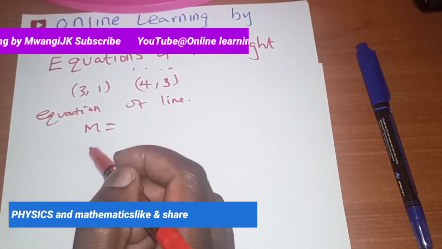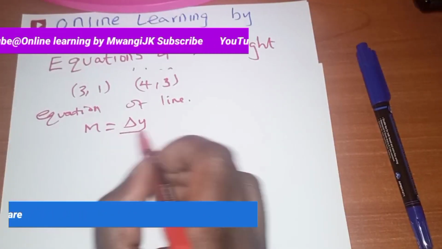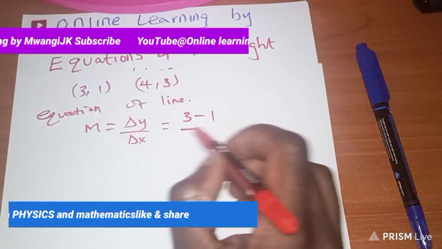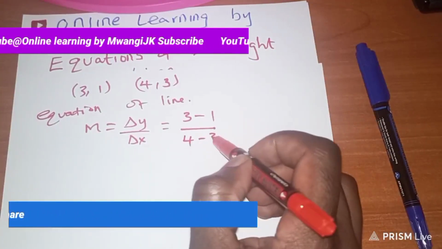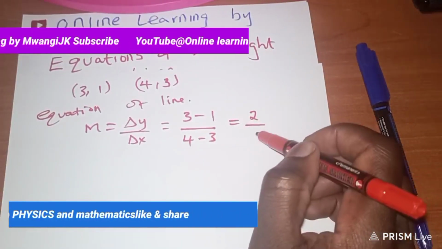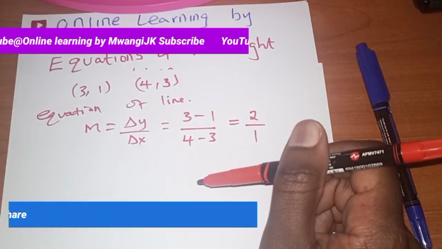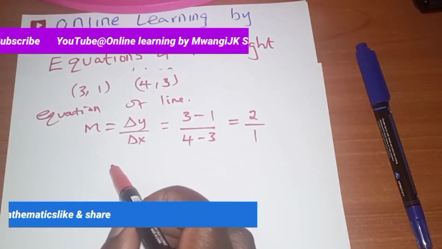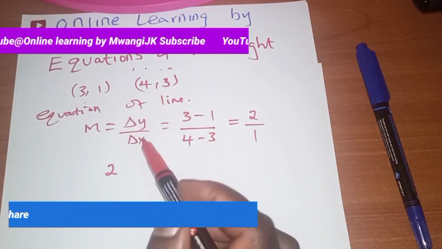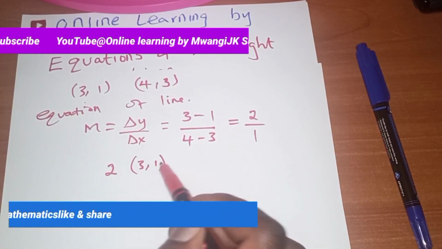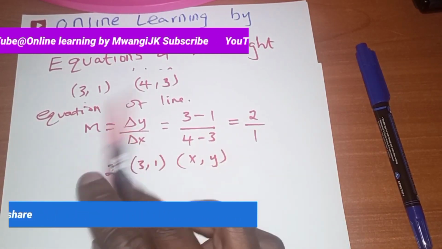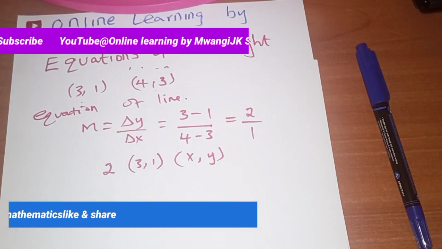I've said gradient M is change in Y over change in X. So I'll have 3 minus 1 divided by 4 minus 3, and this is 2 over 1. So my gradient is 2. So using the gradient 2 and one of the 2 points, (3, 1), and another unknown point (x, y), we can use (3, 1) or even (4, 3).